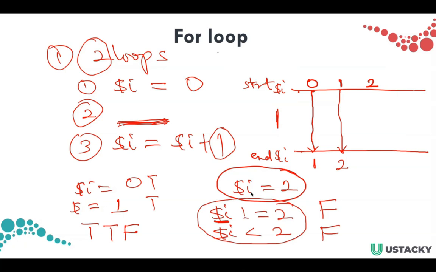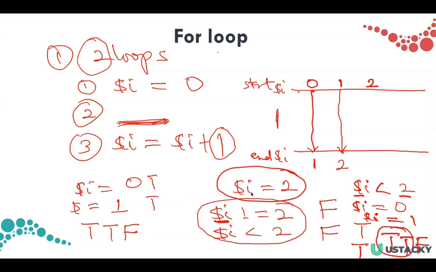So let us try for $i is less than 2. For the first loop, $i is 0. So you have when $i equals 0, 0 is less than 2. This is true. When $i is 1, 1 is less than 2. This is also true. So you also know that you'll be having true, true, and false. So we have true, true, which signifies we have two loops, and this is not a loop. It shows that this true true conforms with the requirement of the question.